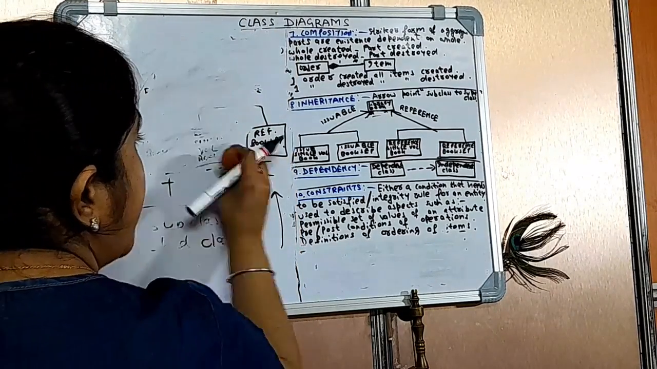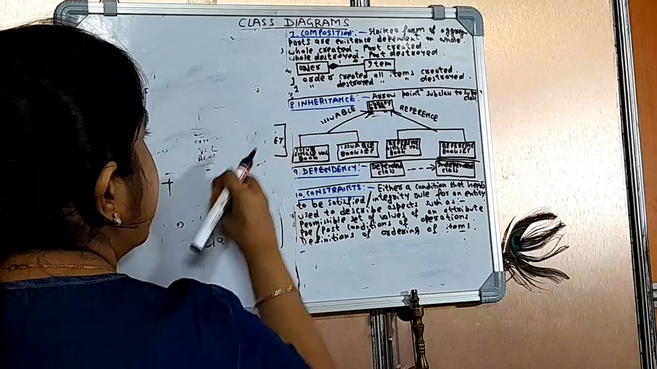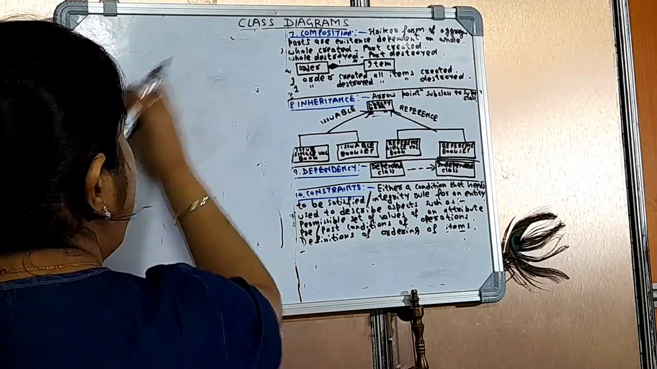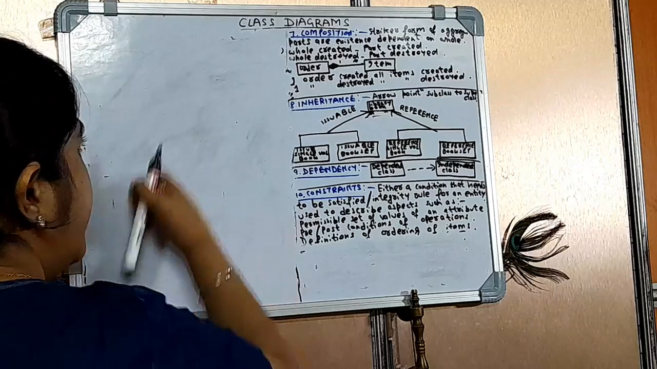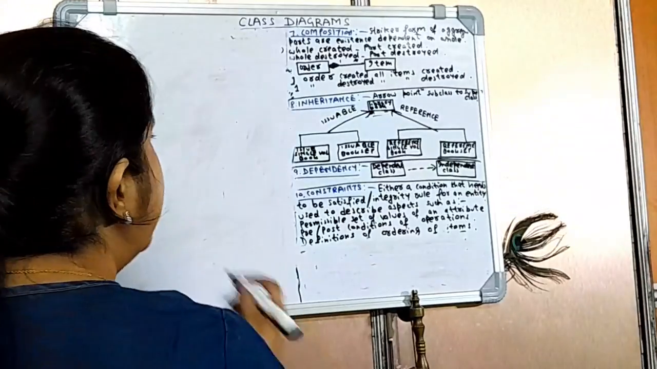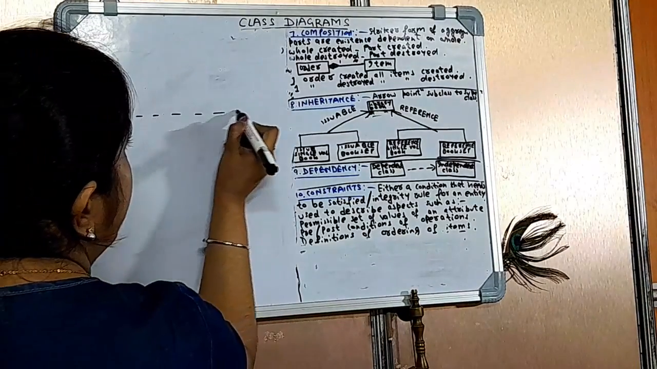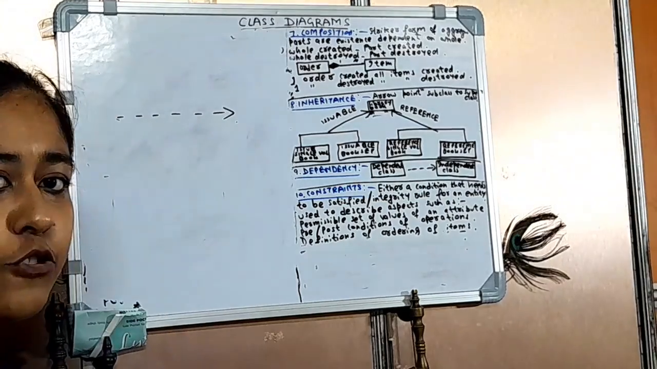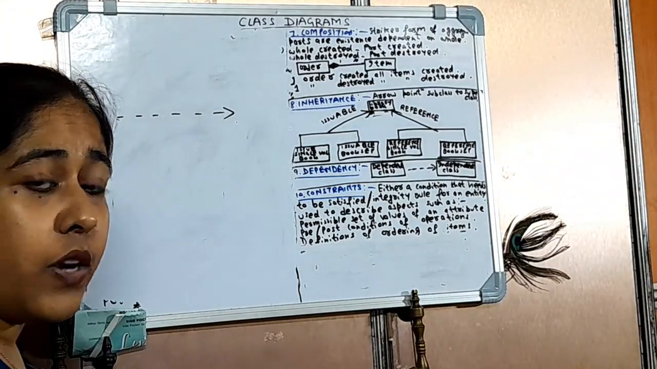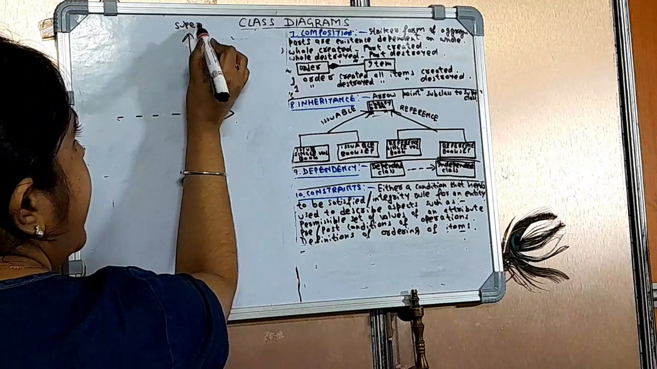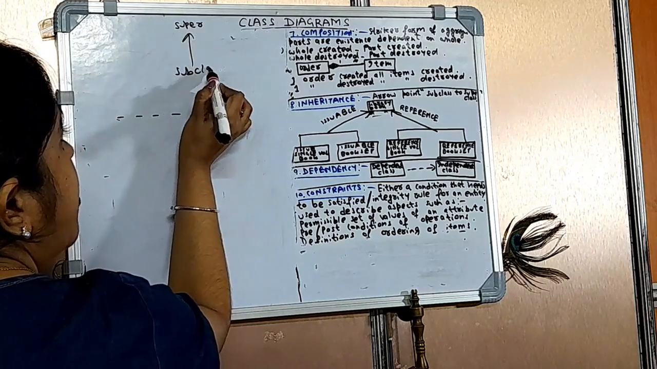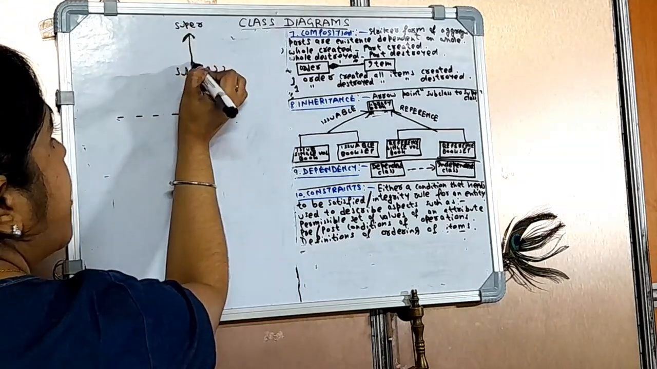Now next we are going to talk about the dependency relation. In dependency, what happens, you can see here, that is a dependent class. Here we are going to denote it with the help of a dotted arrow. In inheritance, what was there, it was a full arrow. Here will be the superclass, here will be the subclass. So this is what is in the case of inheritance.